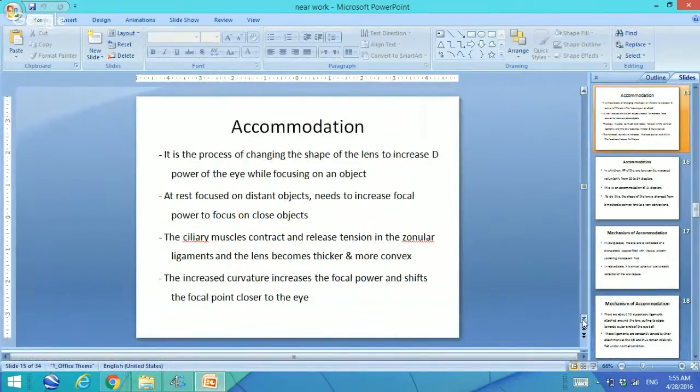The process that increases the refractive power of the eye is called accommodation, and this occurs by changing the shape of the lens to increase the dioptric power of the eye while focusing on an object. So we define accommodation as the process of changing the shape of the lens to increase the dioptric power of the eye while focusing on an object.